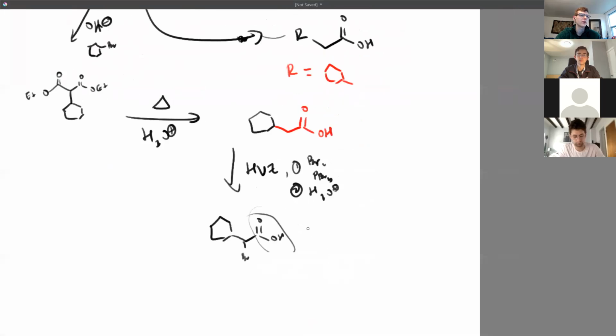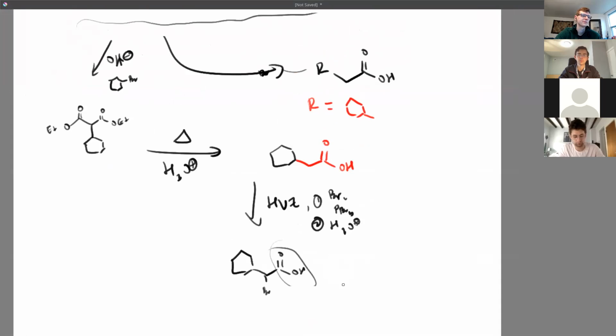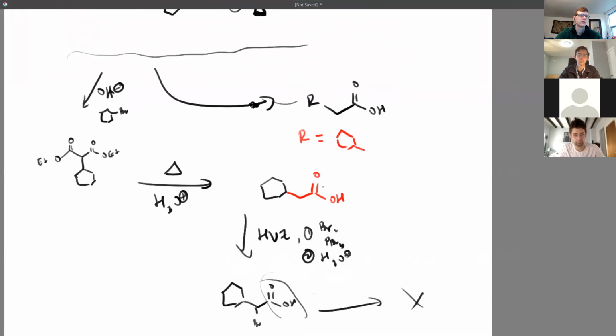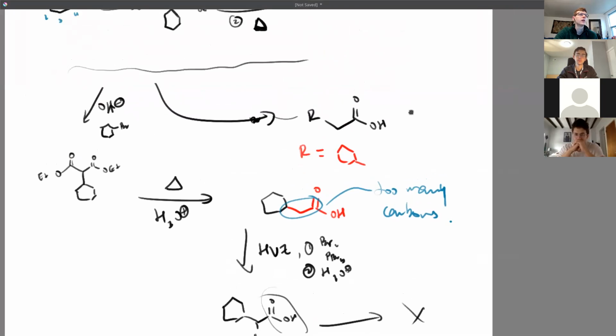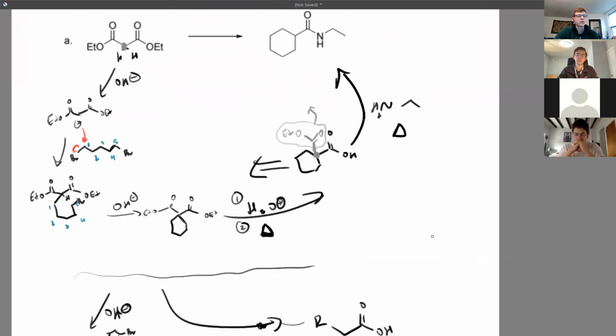So this way down here has too many carbons, so we couldn't go with this other way. But this way was nice. It worked well.